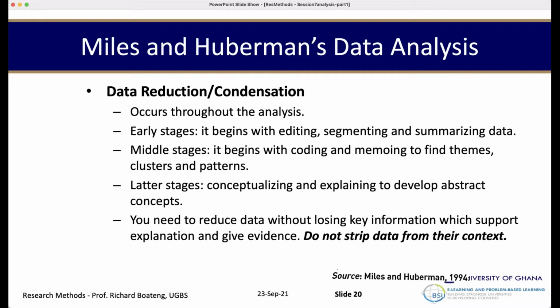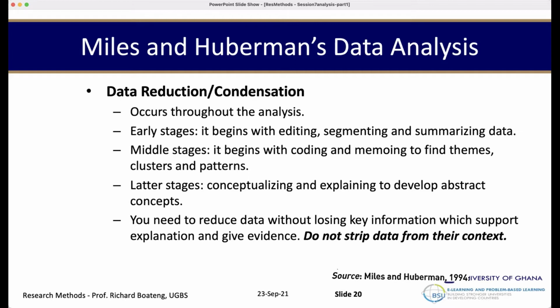So it begins by segmenting, editing and summarizing the data. And then you go on to do coding. Coding means that you apply labels to it and then you do memoing. You find clusters or links or patterns between two or more codes that you need to memo. Then at the end of the day, you conceptualize to prove the point of what is really happening here. Based on the different codes you will be able to categorize and then be able to memo.